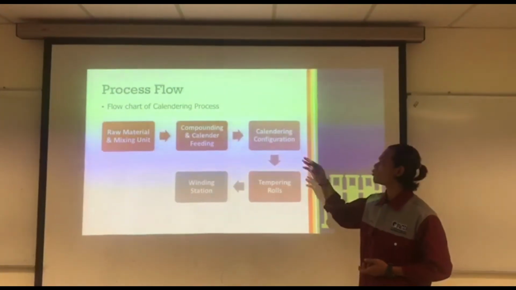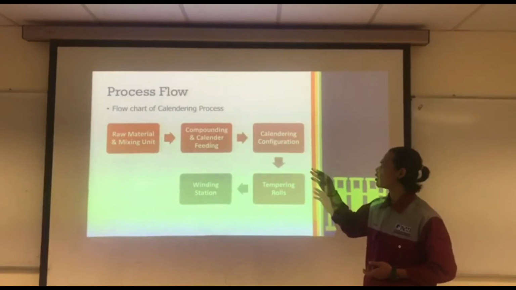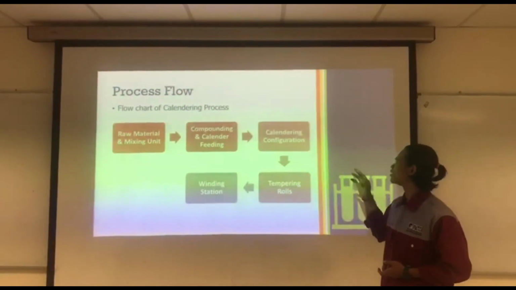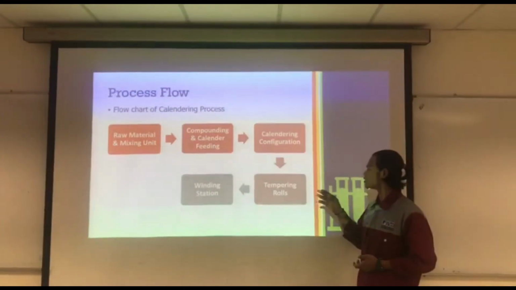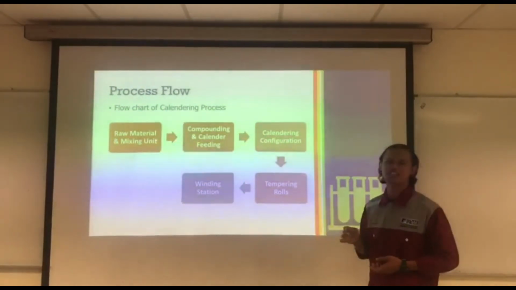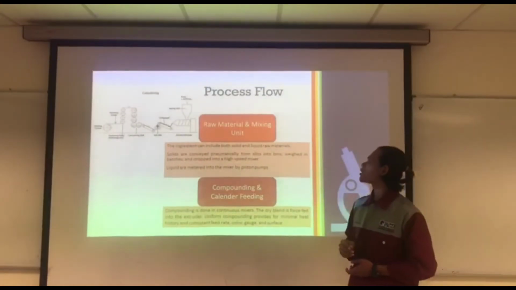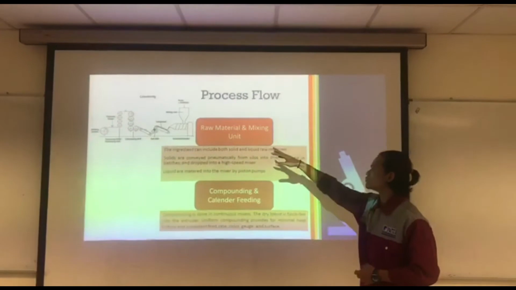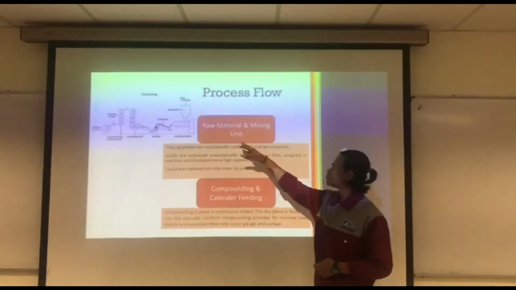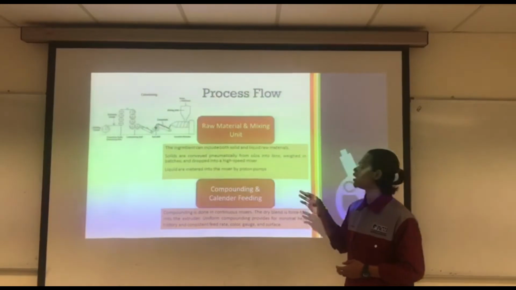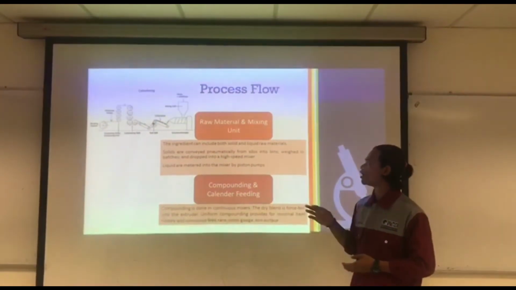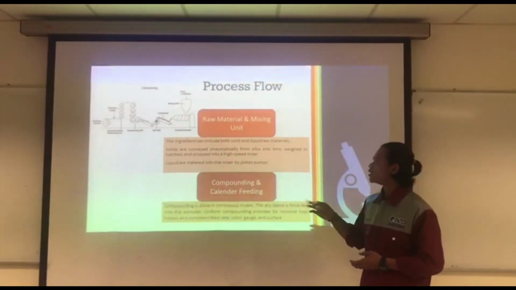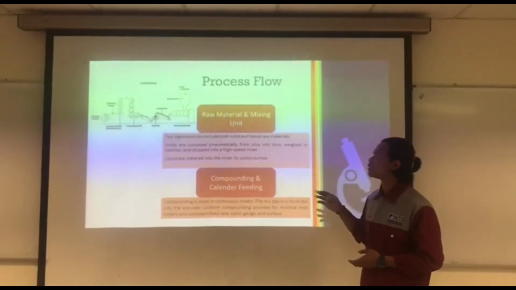This is the process flow for the calendering process. The first one is raw material and mixing unit. After that, we move to compounding and calender feeding. The third one is calender configuration, the fourth one is tempering rolls, and the last step is the winding station. Next. This is the first step, raw material and mixing unit. In the calendering process, the ingredients can include both solid and liquid raw materials. Solids are conveyed pneumatically from silos into bins. Liquids are metered into the blender by piston pump.